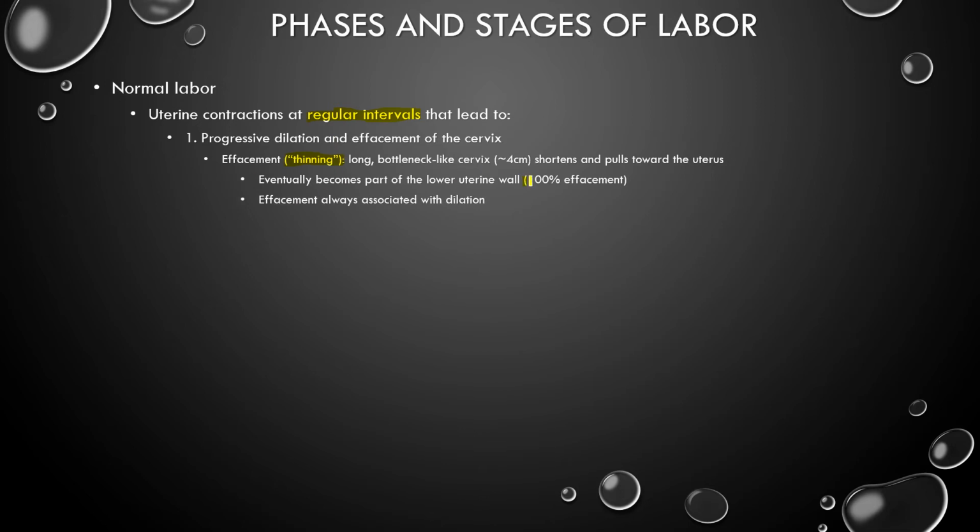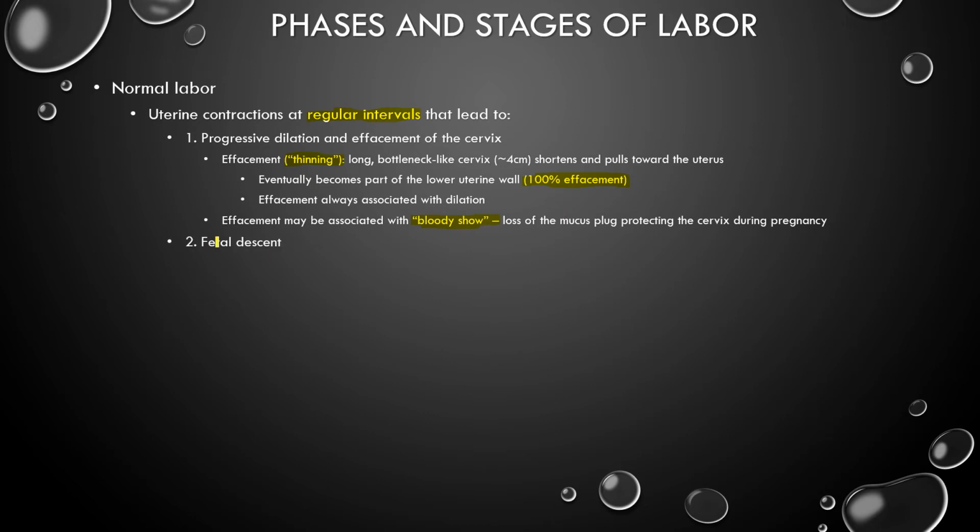And with 100% effacement, you get a lower uterine wall joining with the cervix. That's 100% effacement, and that's associated with dilation. And when you have effacement, since the cervix is thinning out, the bloody mucus plug that's located inside of the cervix to keep it closed can become detached when the cervix becomes effaced and dilated, and that results in a bloody show. And that's usually a very common sign of labor beginning.